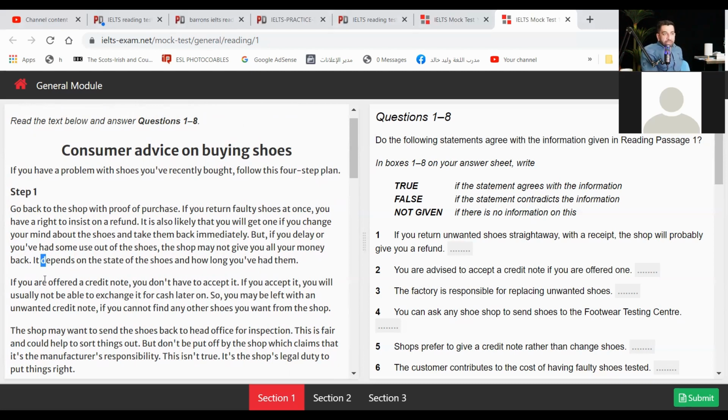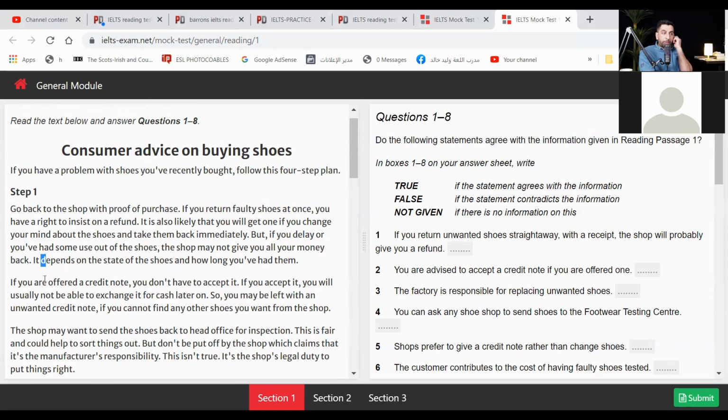Before anything, you must get an idea of what the topic is about and what information you have about it, so that your brain is subconsciously prepared to answer. Now, our topic is consumer advice on buying shoes. So it is going to be about purchasing. It's going to be about shopping and marketing and consumers and buying and purchasing and selling.